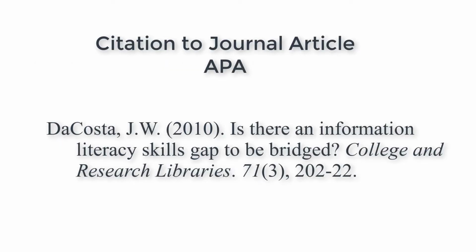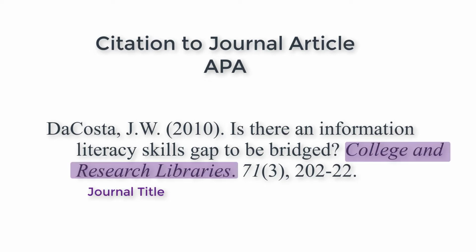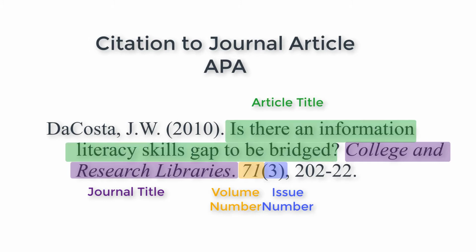For example, a journal article appears in a journal that is published in a volume and issue. If you see volume and issue numbers in the citation, you can assume the citation is for a journal article. Notice that a journal article citation essentially has two titles. There's the title of the article and the title of the journal that it appears in.